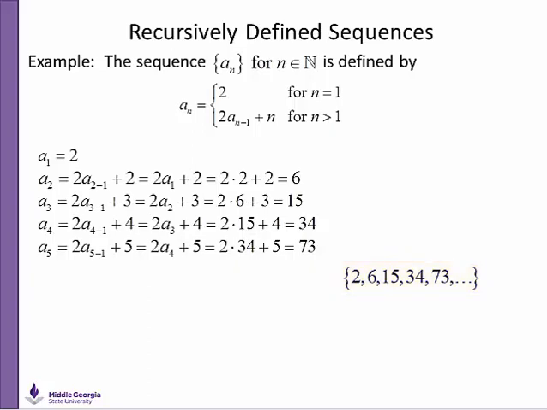The important thing to remember is in recursively defined sequences, if, for example, we needed to find a sub 10, we would first have to find, using the definition, all of the terms before 10, a sub 1 through a sub 9, and then we could find a sub 10. In an explicitly defined sequence, we can use n to find any term, no matter what n is, directly.